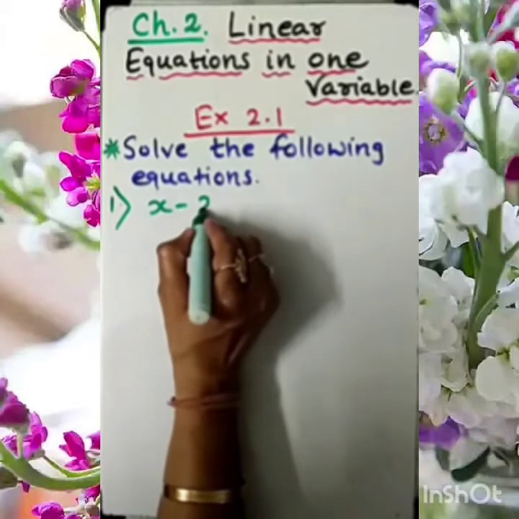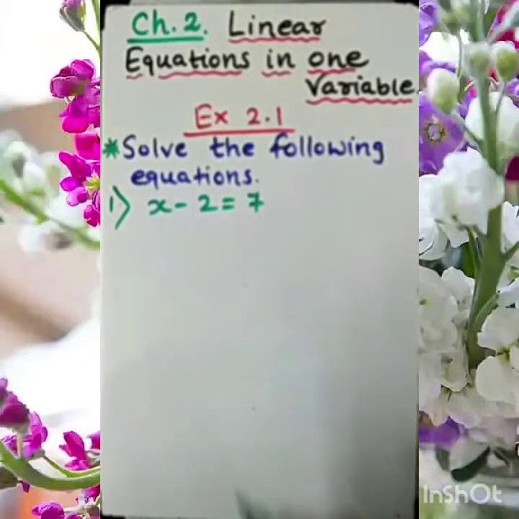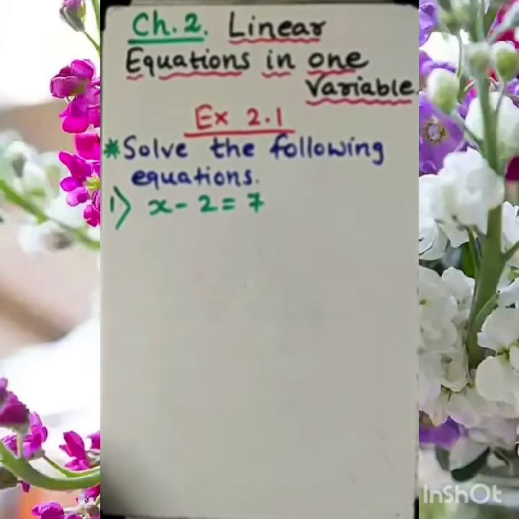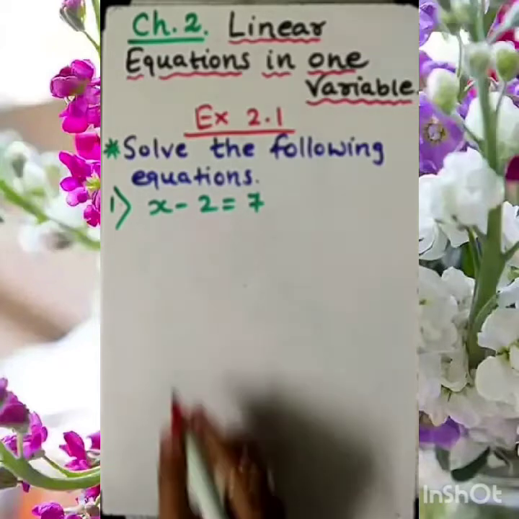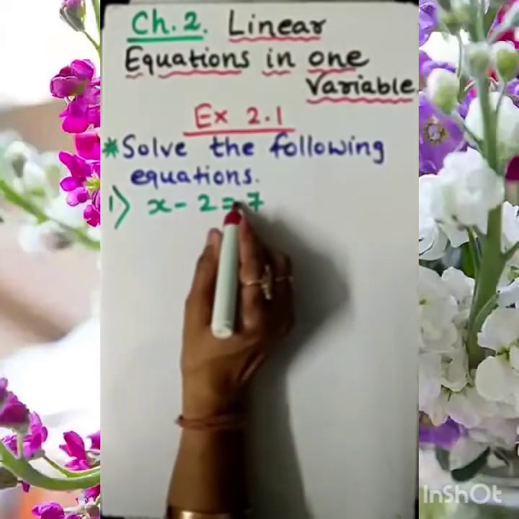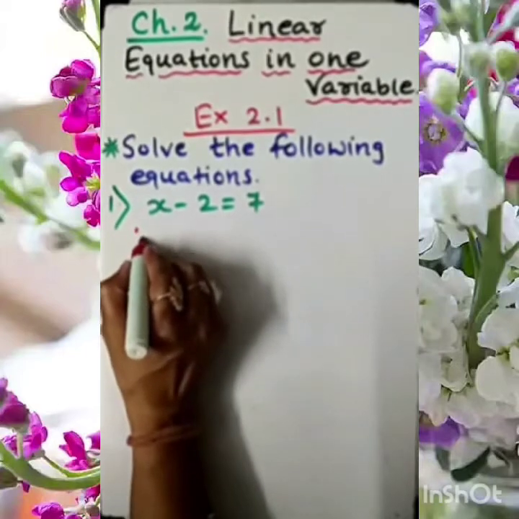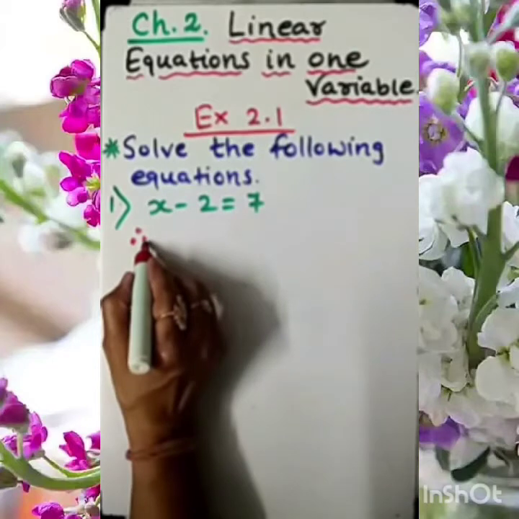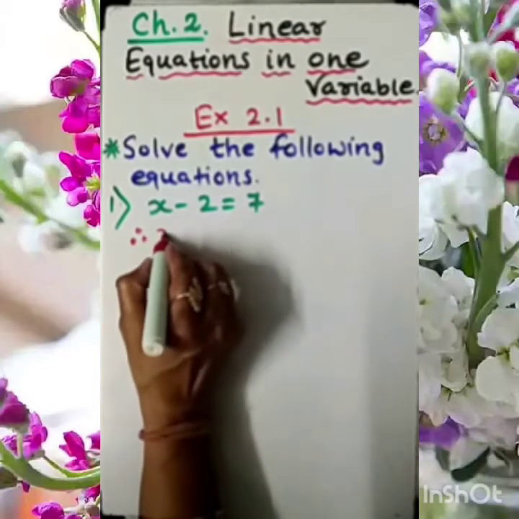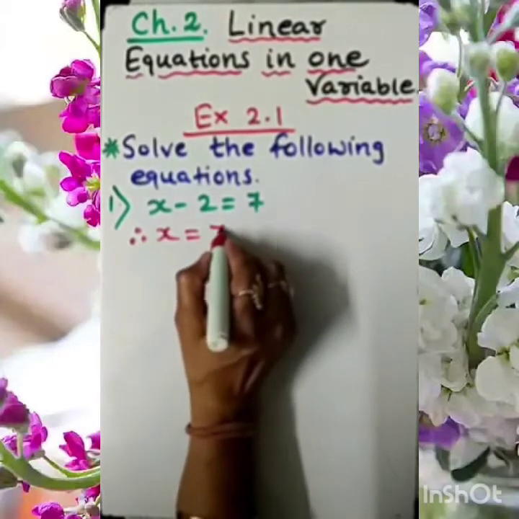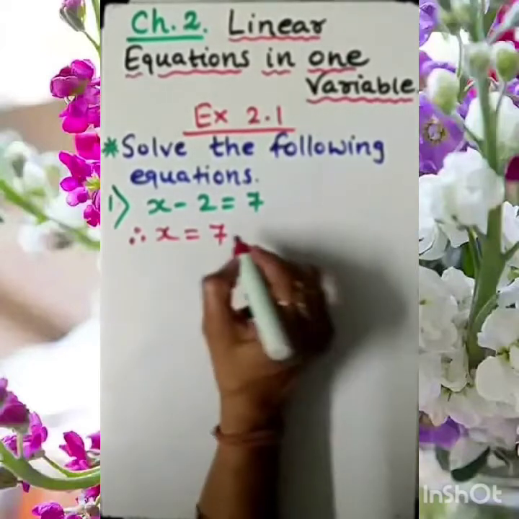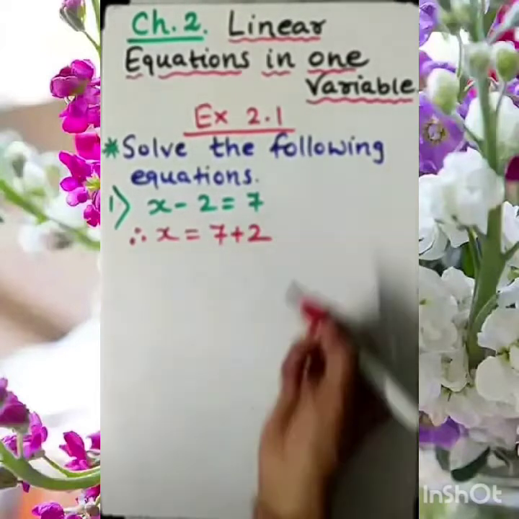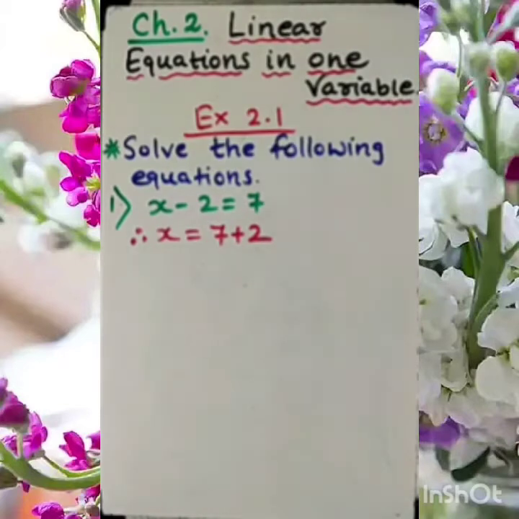So dear student, let's note down first what we are given. x minus 2 equal to 7. This is the question. Let's see how to solve this. Here we need to transpose. The equal to sign is already there, so it is called an equation. Therefore x equal to 7 is already there. This minus 2 I am transposing to the right side, so it gives the result plus 2.